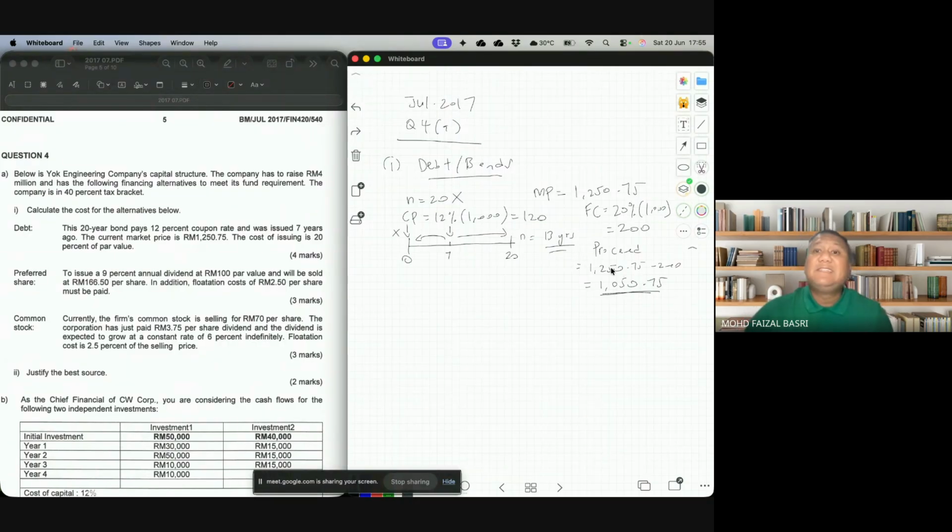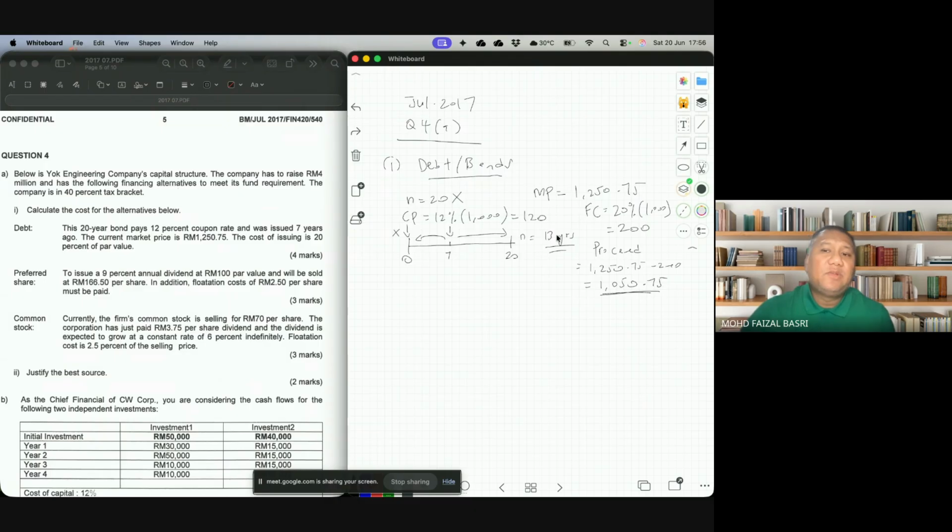So banyak adjustment kita kena buat lah untuk soalan ni. So this is one of the more difficult question as compared to the one saya buat tadi untuk group yang tadi. Ni adalah soalan yang agak tricky sedikit lah. So it's not as straightforward. So the proceed is 1,050.75. The N is 13, not 20, it's 13 years. The par value memang 1,000 lah. The par value is 1,000. And what else? Itu je lah kan.